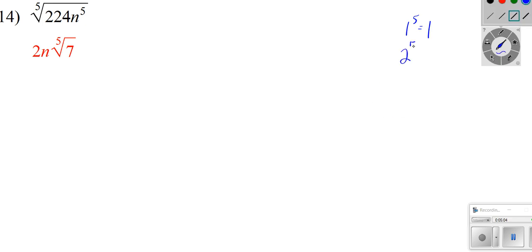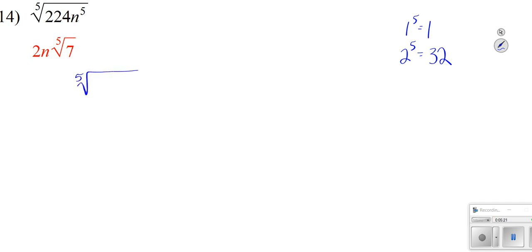And 2 to the 5th: 2 times 2 is 4, times 2 is 8, times 2 is 16, times 2 is 32. And we're not going to be able to manage a 3 to the 5th. So 2 to the 5th is 32. Can I divide 224 by 32? Sure can. 32 times 7 is 224, and we have n to the 5th. So the 5th root of 32 is 2, and that comes out as a 2. Then we have the 5th root of 7 n to the 5th remaining.